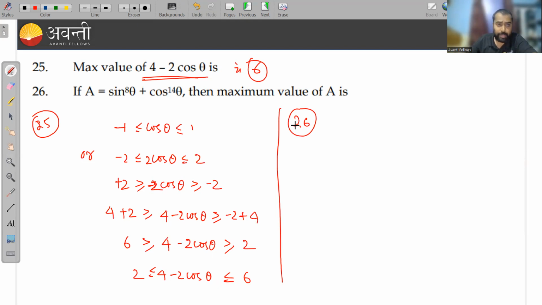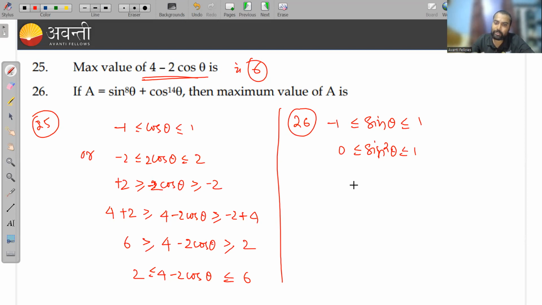If a is equal to sin to the power 8 theta plus cos to the power 14 theta, then find the maximum value of a. Similar type of question. All of you know sin of theta is lying between minus 1 and 1. So if I square sin theta, sin square theta will be lying between 0 and 1. Yes or no? If sin theta is lying between minus 1 and 1, after taking the square, all the negative values become positive.